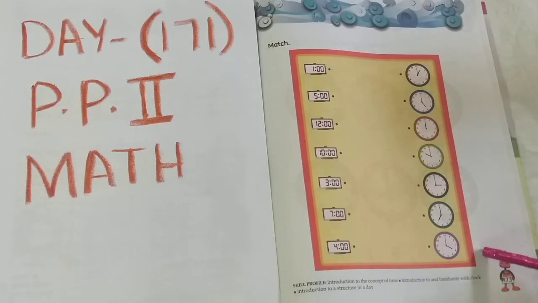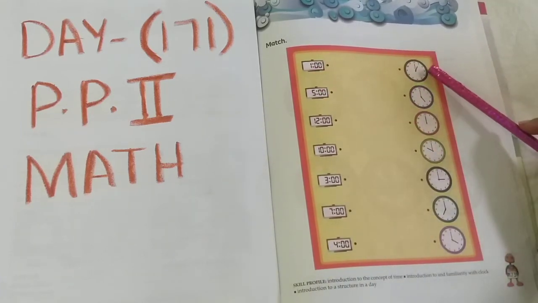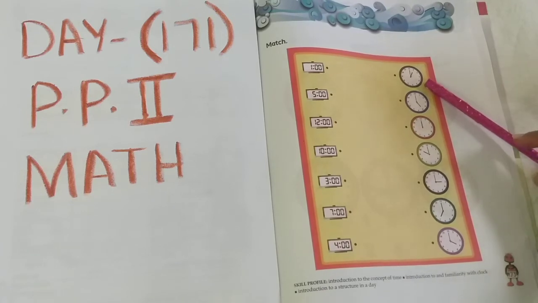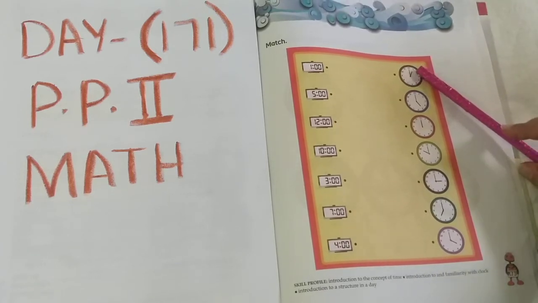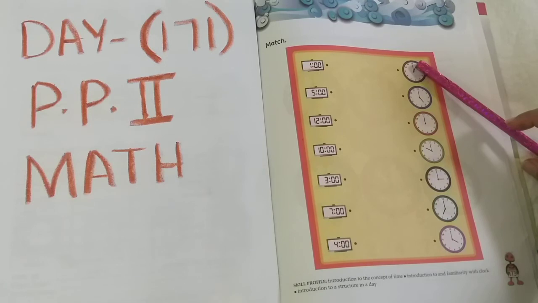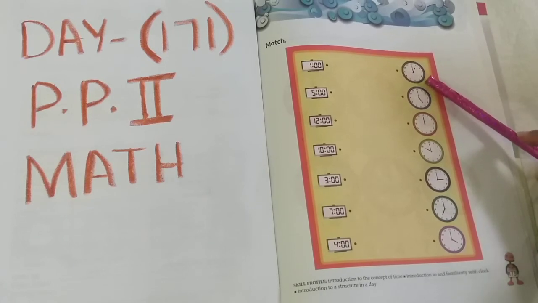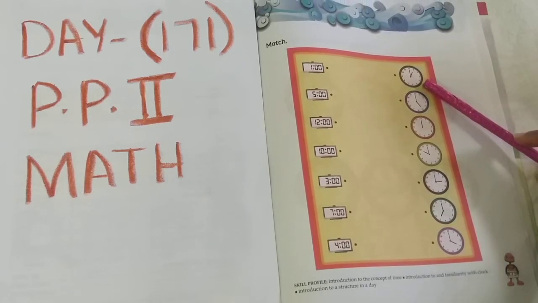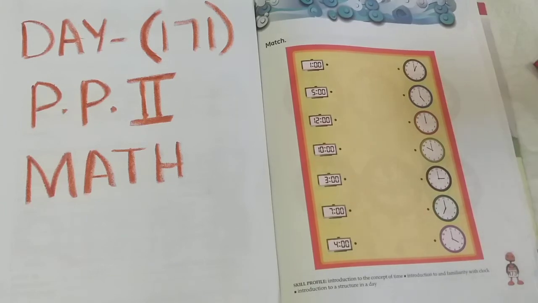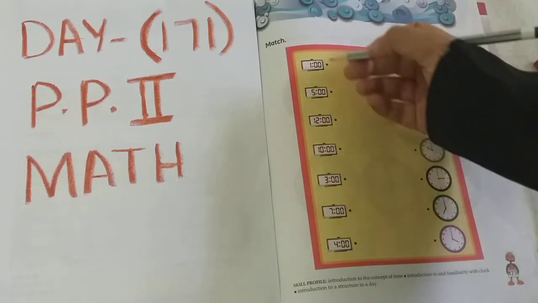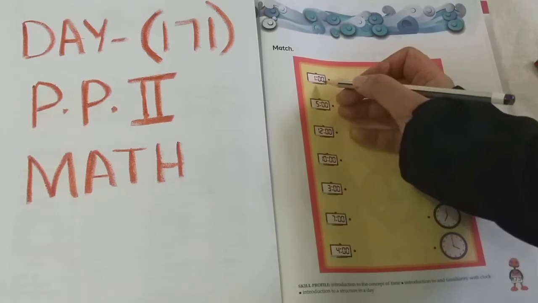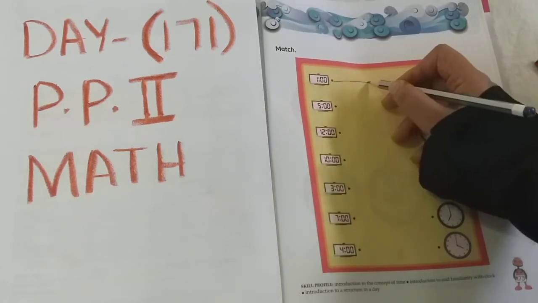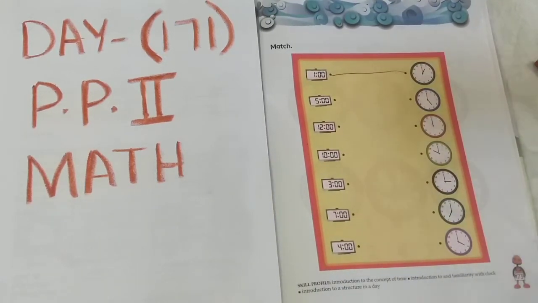Okay. First let's see the time. What is the time in this? Where is the short hand, children? On 1 and long hand on 12. So what is the time, children? 1 o'clock. So where is 1 o'clock here? Here. So match this.